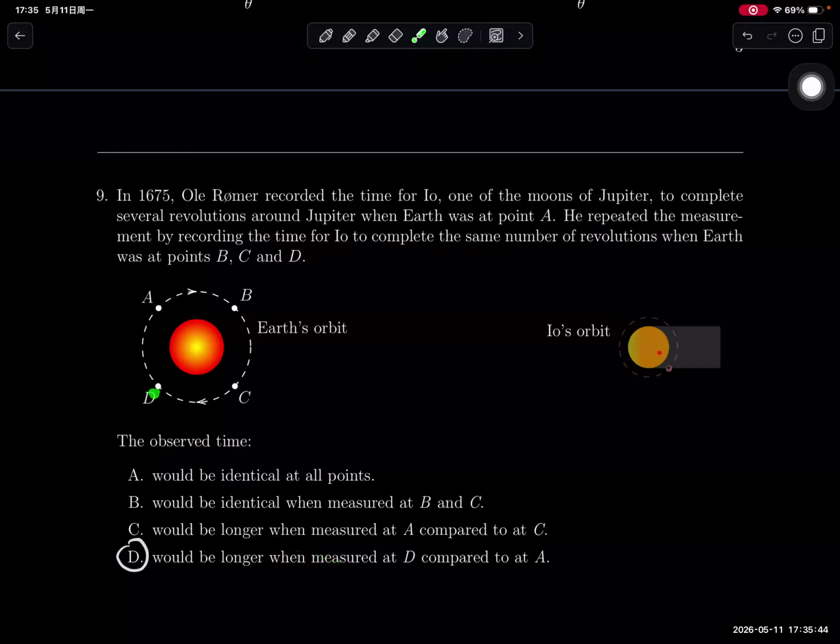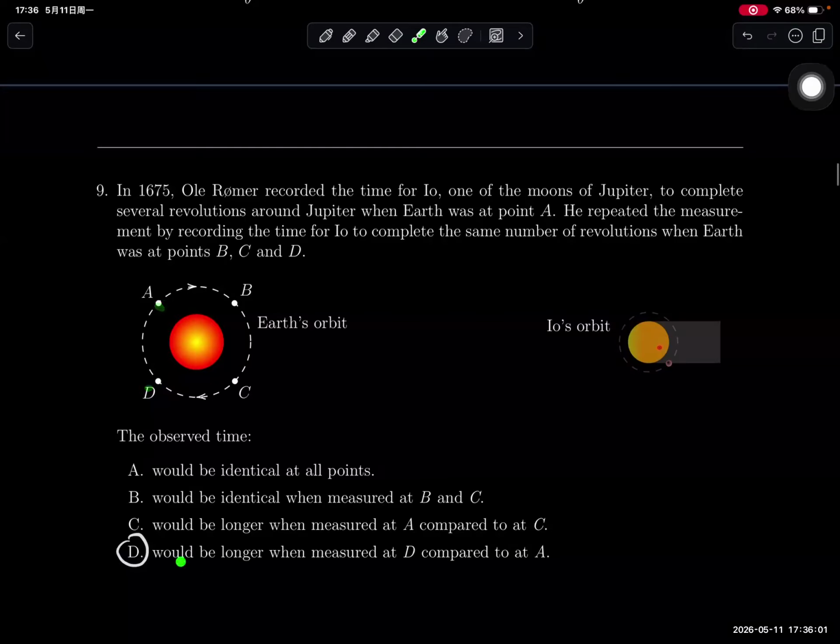So at D, the Earth is moving away from Jupiter. The light has to travel a longer distance to reach Earth, and has to chase the motion of Earth. That creates an extra distance and will be longer to measure at D compared to when it's at A.